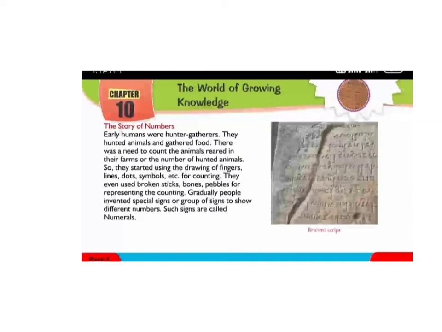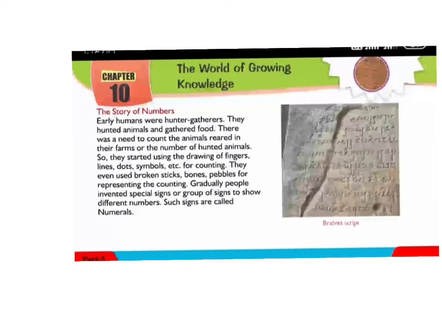They even used broken sticks, bones and pebbles for representing the counting. Gradually, people invented special signs or groups of signs to show different numbers. Such signs are called numerals. So we can say that eventually people invented a system of remembering numbers, and such signs are called numerals.